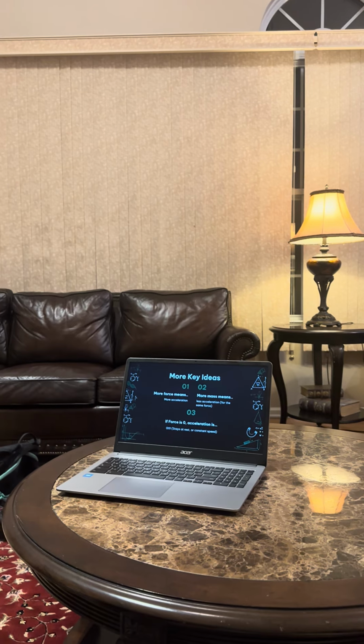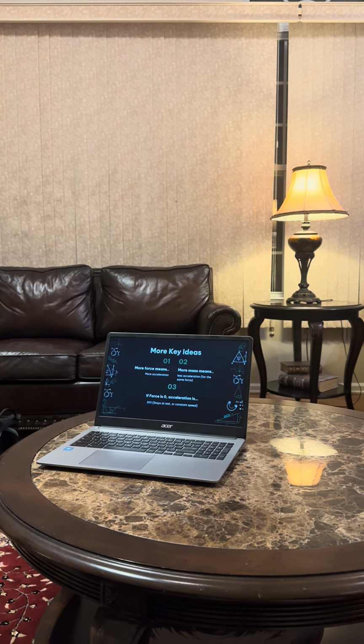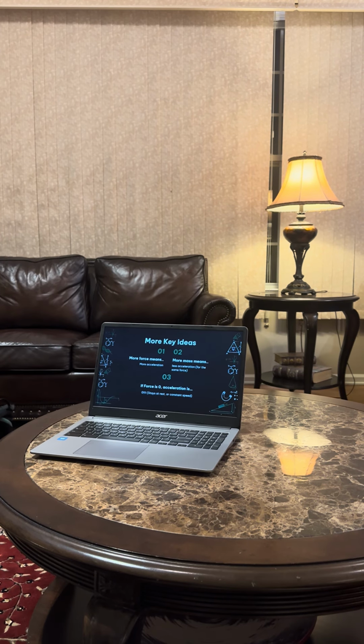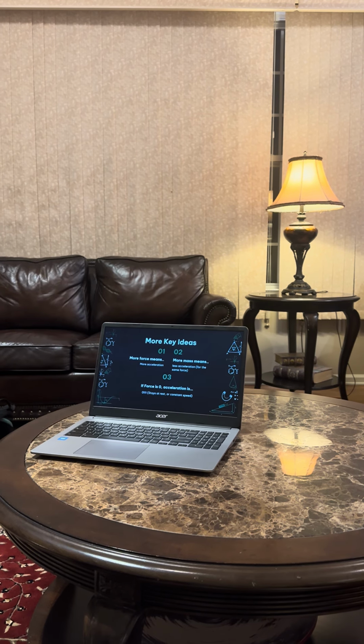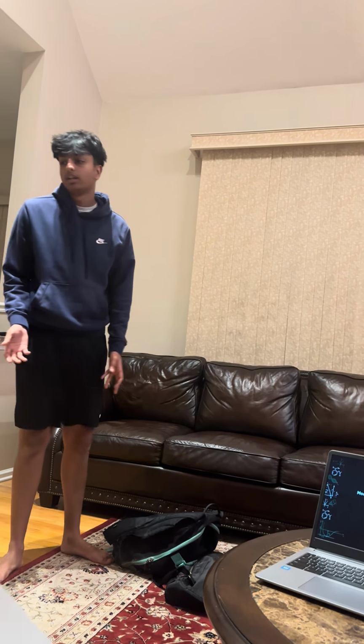All right, so these are the three key ideas that I came up with, and I think they are important for you to understand. First, more force means more acceleration, right? If I push with a larger force, the item will have more acceleration, and you can see that in many things today.